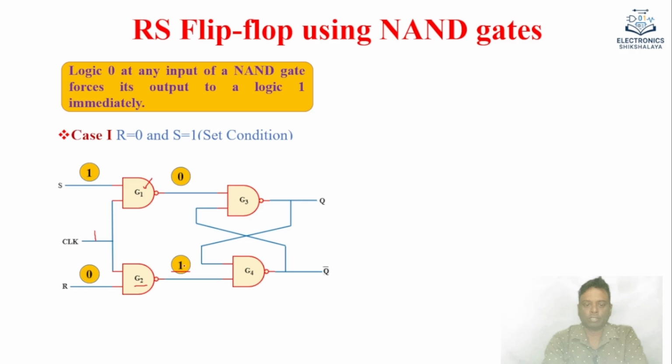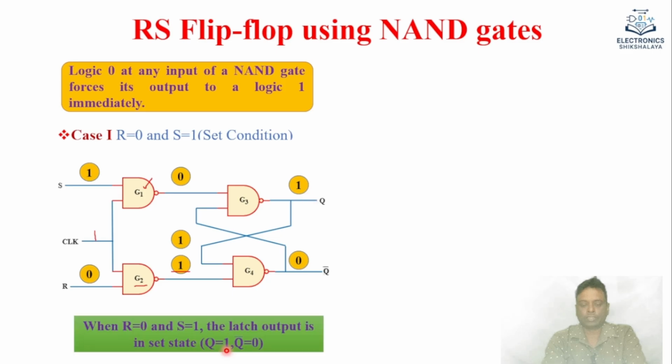If any input of the NAND gate is 0, it forces the output to be 1. G3 has one input of the NAND gate 0, so it forces the output to be 1. So Q output equals 1. Then this Q is connected to one of the inputs of G4. With inputs 1 and 1, the output of G4 will be 0. This is a set condition because Q equals 1. So when R equals 0 and S equals 1, the latch output is in the set state. Set means Q equals 1 and Q bar equals 0. This is our first case.